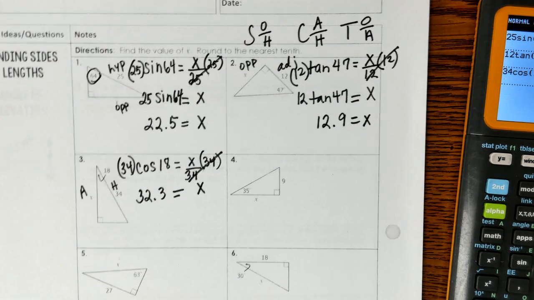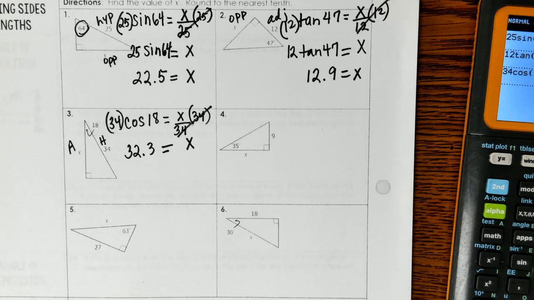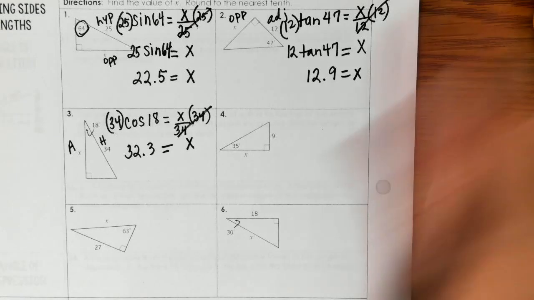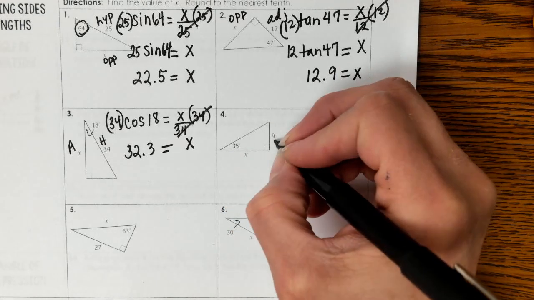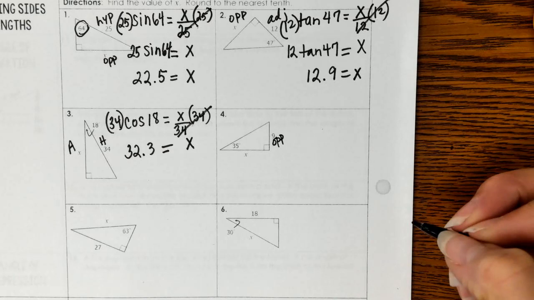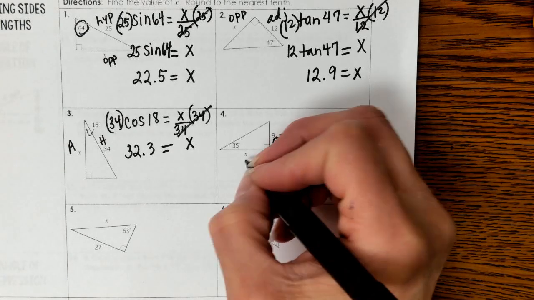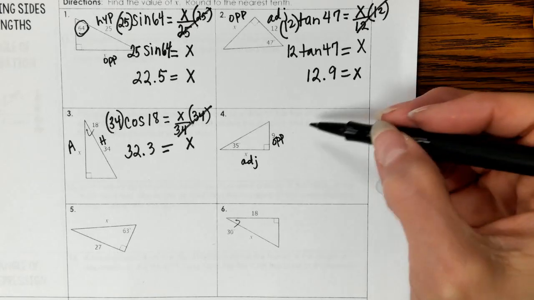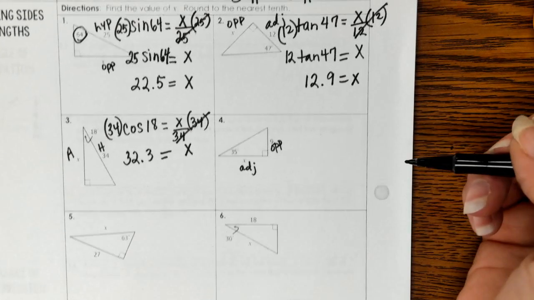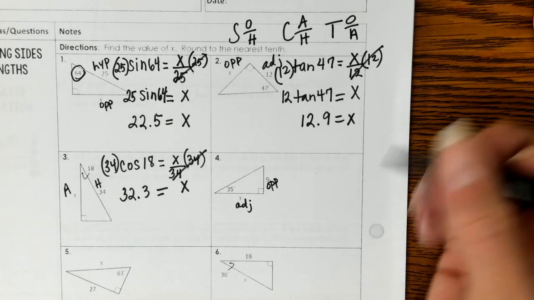Now, number 4 has a little bit different math. You still set it up doing the same trig ratios, identify and label your pieces. So we're going to use angle 35. 9 would be the opposite. X would be adjacent. And what uses O and A? Okay, it is our tangent.